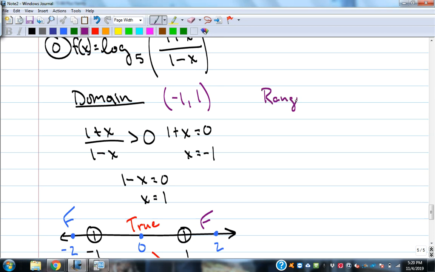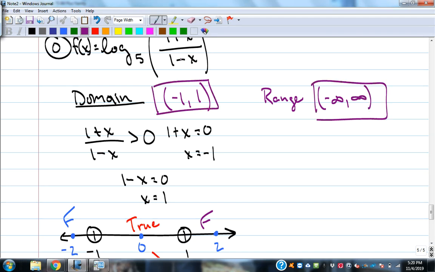Range: negative infinity. And if it had been true on the two sides, it would go from -1 to positive infinity. Now, if it had been, we would have to skip the 1, so you'd have a union 1 to infinity. Then you'd have -1 to +1, union 1 to infinity, if it had been true on that side. Okay, all right. So not too bad.